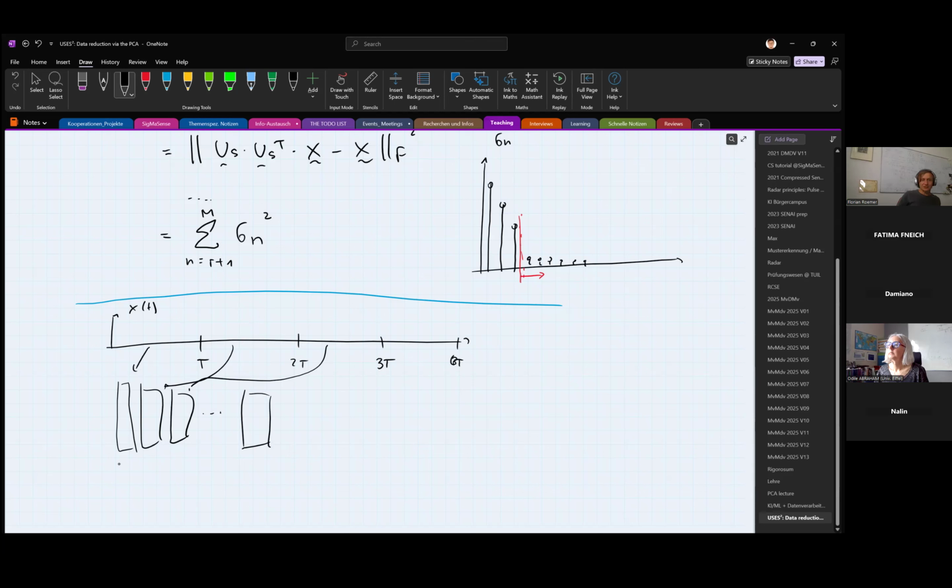So if they're not overlapping, it's just a reshape of the original samples. If they are, then there are some repetitions and some copies. And then you take this as a data matrix, X, and then you can run it through your PCA framework.